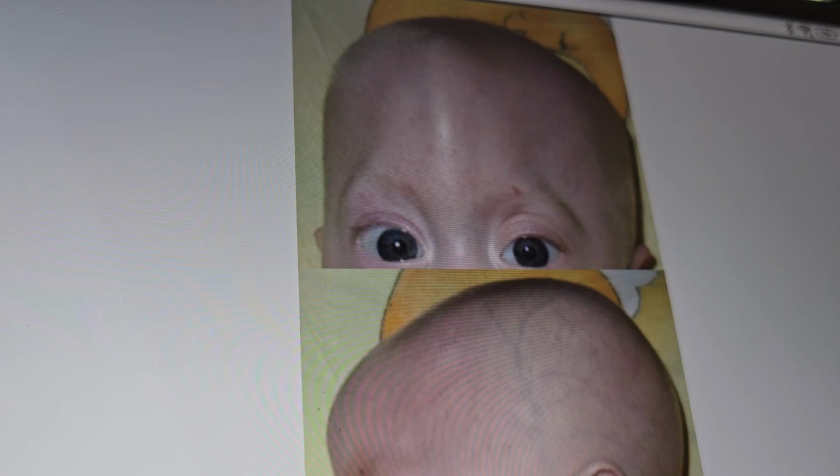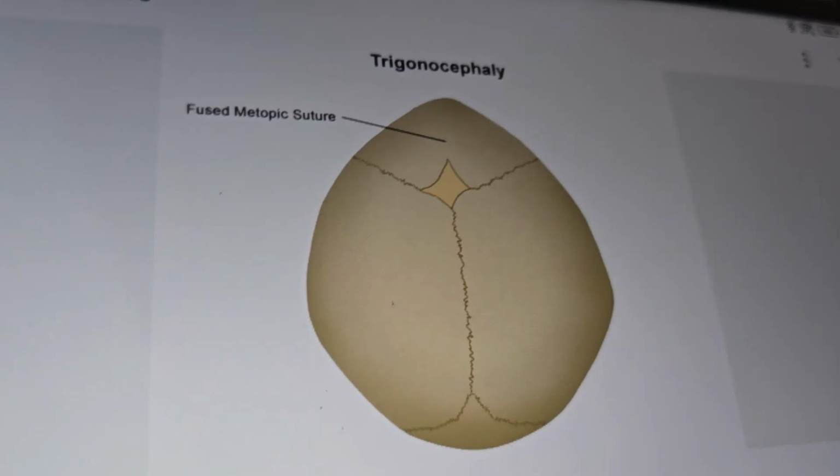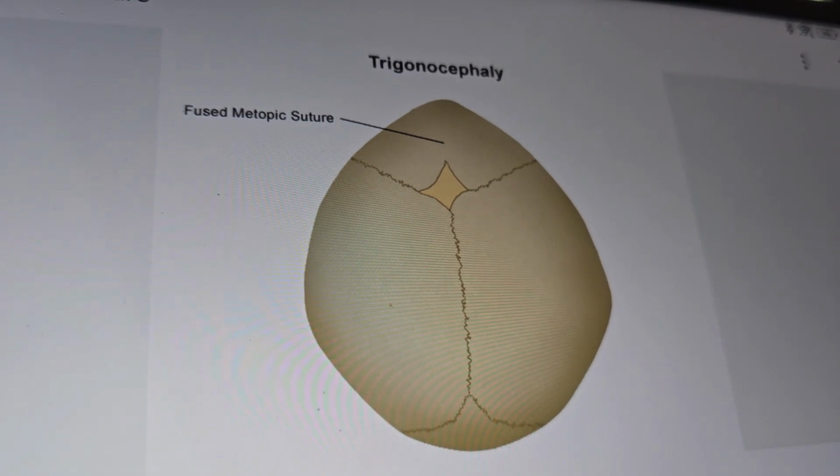The forehead is narrow and pointed, and the head has a triangular shape viewed from above. You can see here the hypertelorism, and here you can see the pointed and narrow forehead. You can appreciate there is a fused metopic suture, and this picture is very informative in that regard, telling by itself thousands of words regarding this presentation.